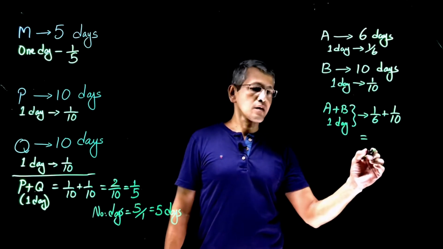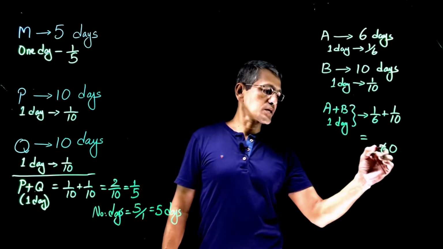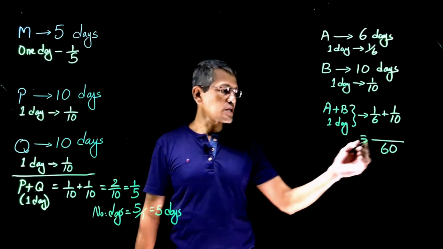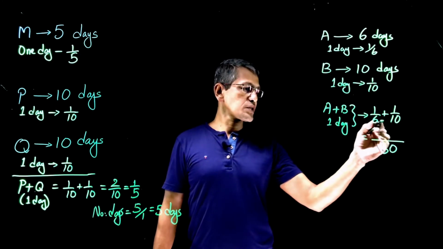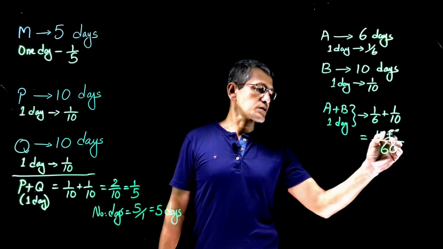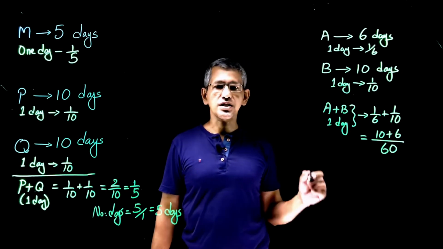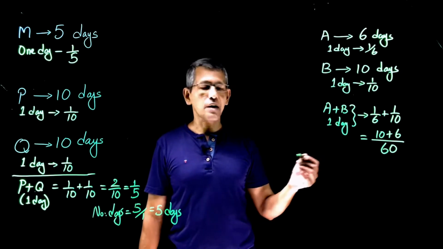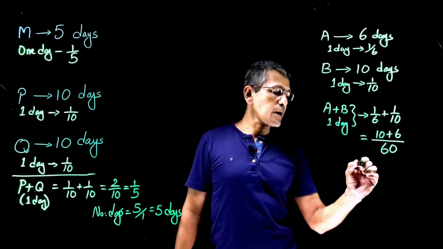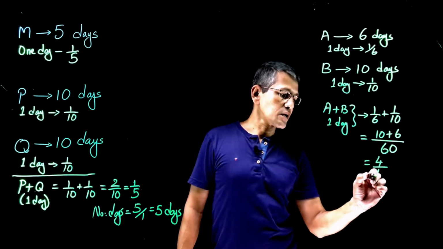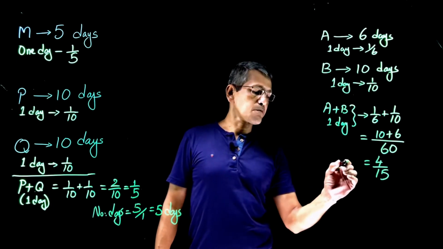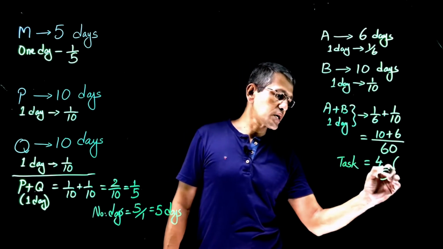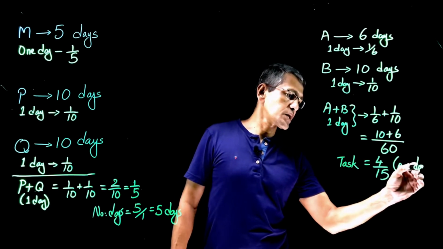We take the LCM. Well, rather than the LCM, I take 60 here. The LCM in this case is 30, right? But I'll just go for 60 here. If you take 60, it is 10 here and 6 there. So it is 16/60. 16/60 is 8/30, and 8/30 is 4/15. So what we need is 4/15 days. No, actually, this is the part of the task completed. This is the task completed in 1 day. The question is how many days to complete the task.